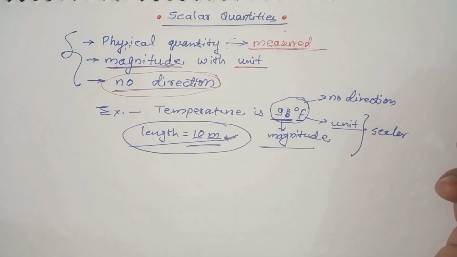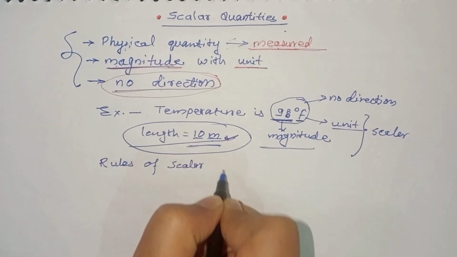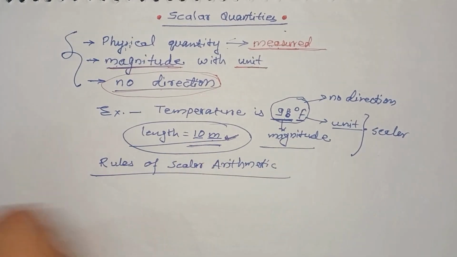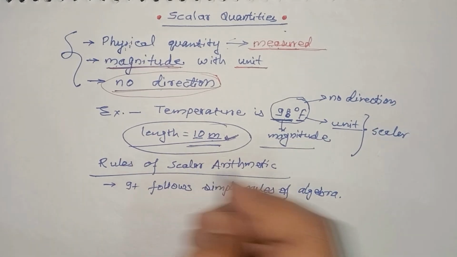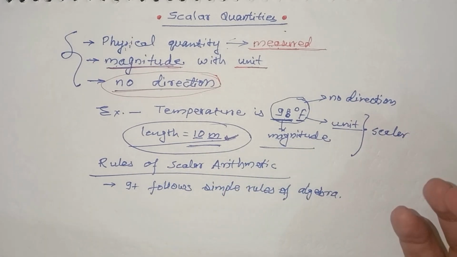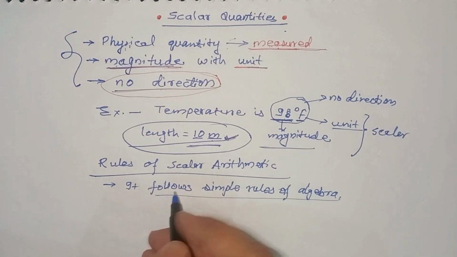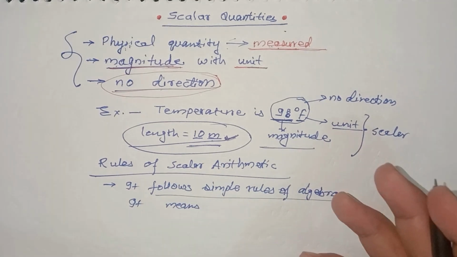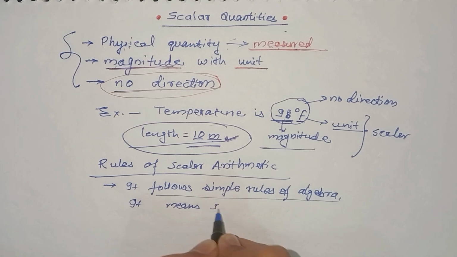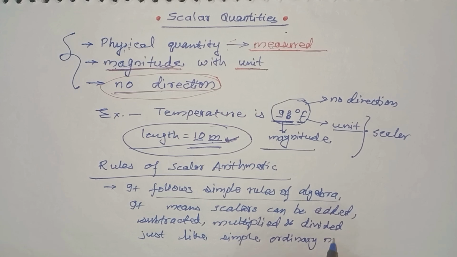Now, rules of combining scalars, or scalar arithmetic. What are the rules of arithmetic for scalars? It follows simple rules of algebra. It means that scalars can be added, subtracted, multiplied, and divided just like ordinary numbers.